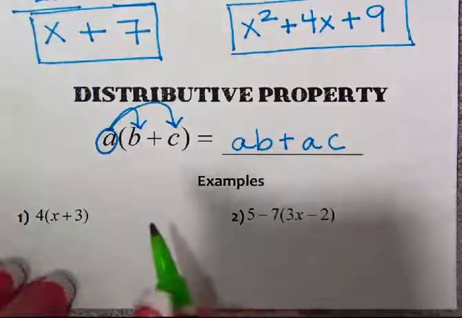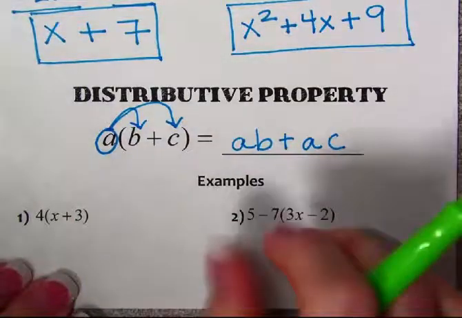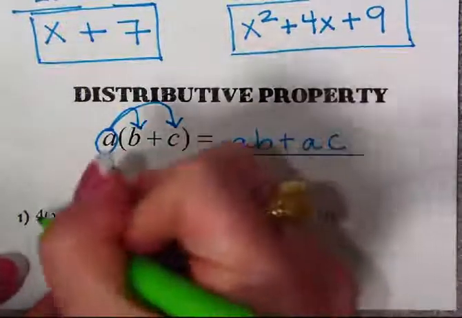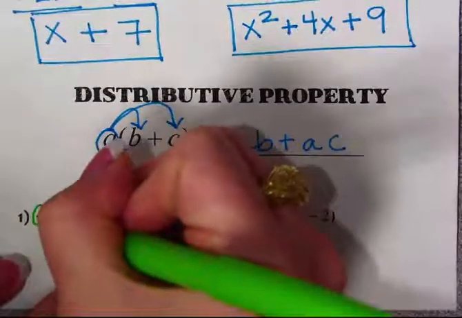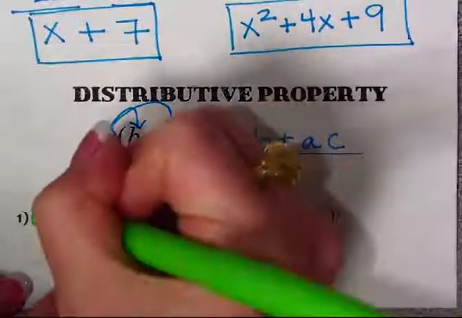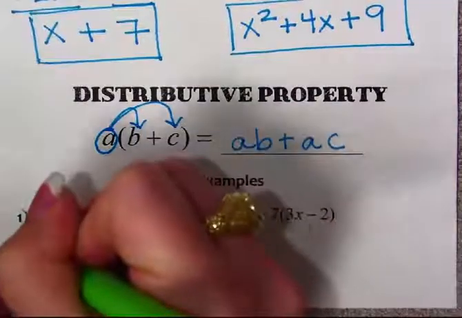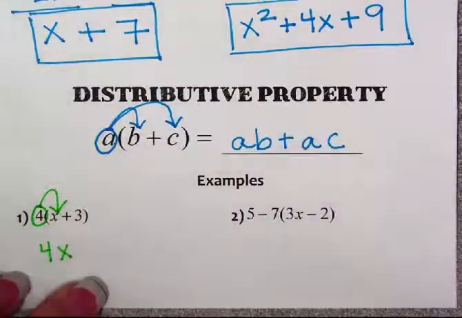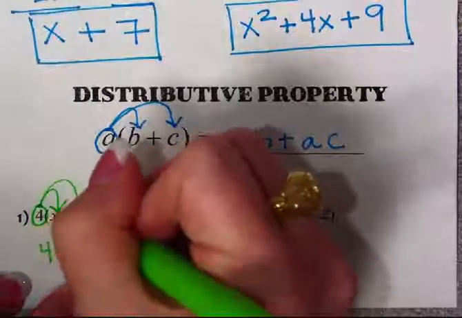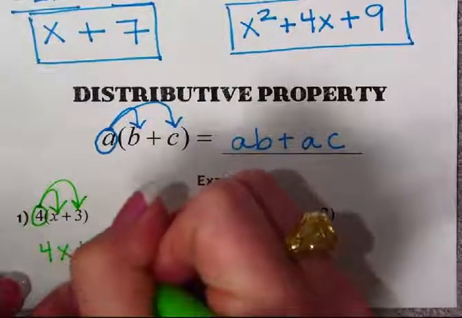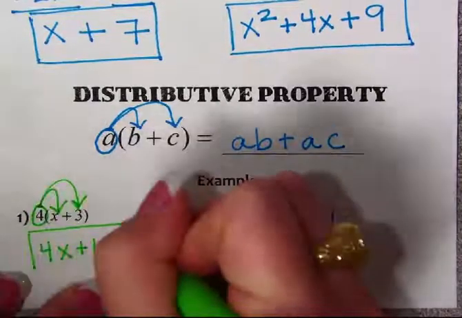All right, so let's look at example 1 here. So I've got a 4 on the outside of my parentheses. So to get rid of my parentheses, I'm going to take the 4 and multiply it by each term on the inside. So 4 times x, that is just 4x. 4 times 3, that is a positive 12. So 4x plus 12.